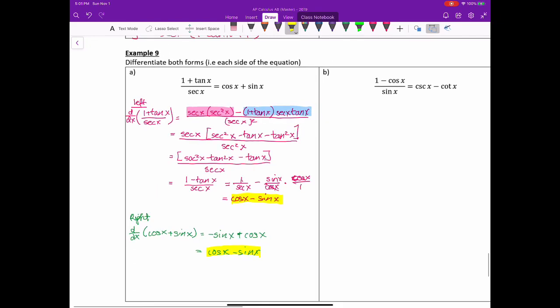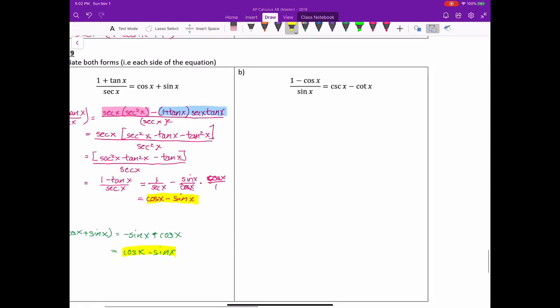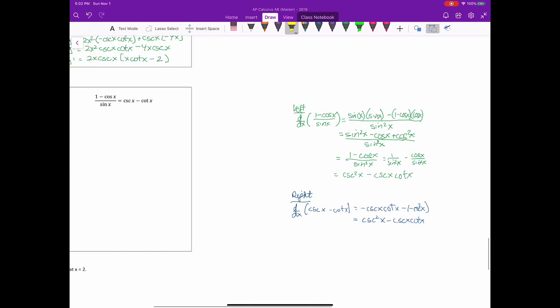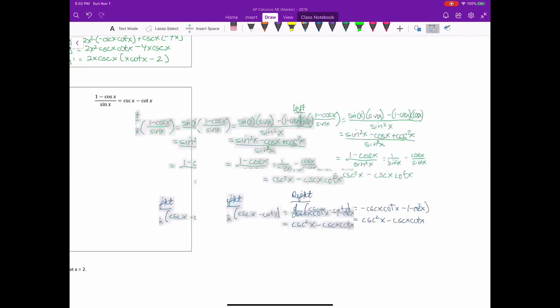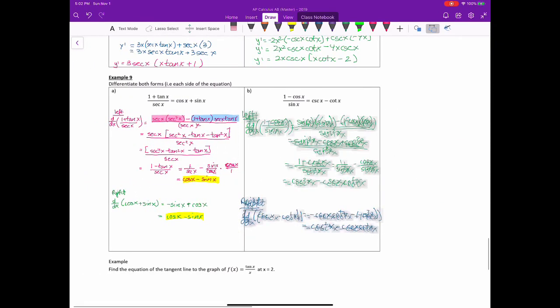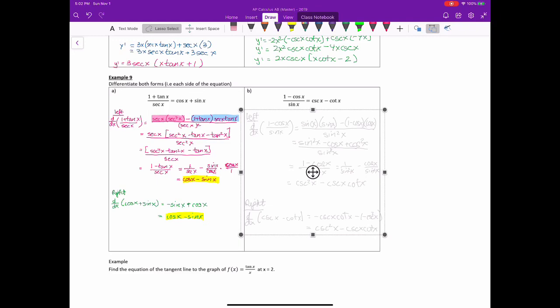Now hit pause and try and do the same thing on the other side. Hopefully you'll get the same thing. Just two different ways of approaching it. And we're practicing our trig a lot, which is good for us. This is where I get. Let's move that over here. Ooh, I ran out of room here, I see.